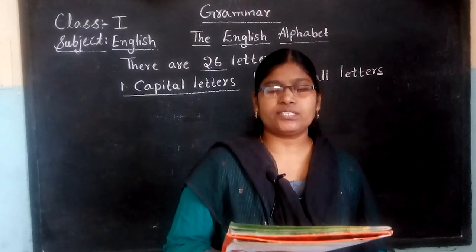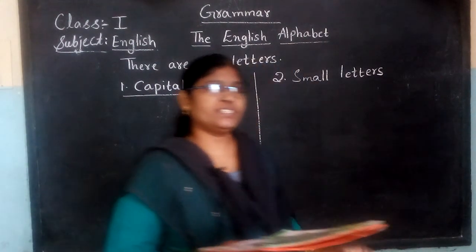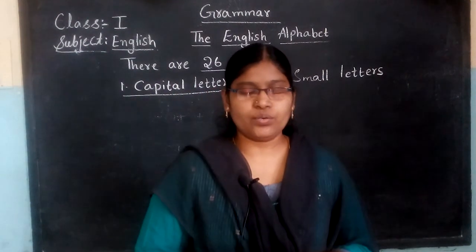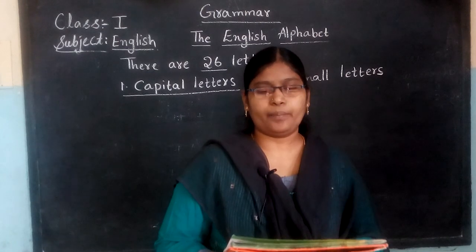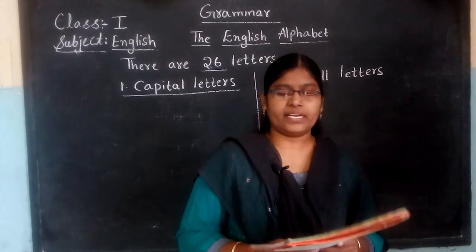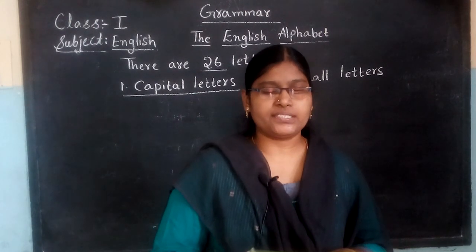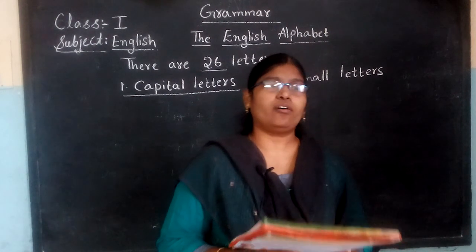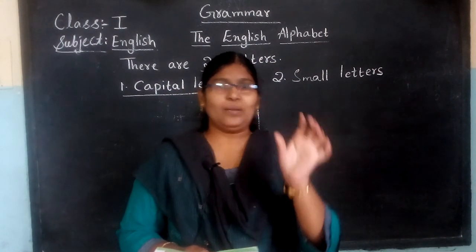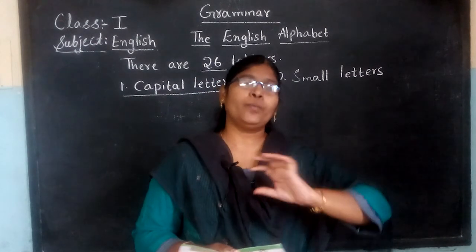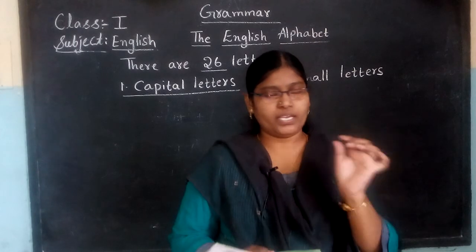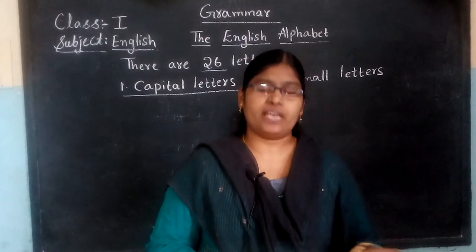We use these letters to make words. So with 26 letters, we make many words. The letters A to Z of the alphabet are written in a particular order, and dictionary words are given in alphabetical order. This order makes it easy to find the meaning of a word. So with 26 letters we make many words, and each word has a meaning also.